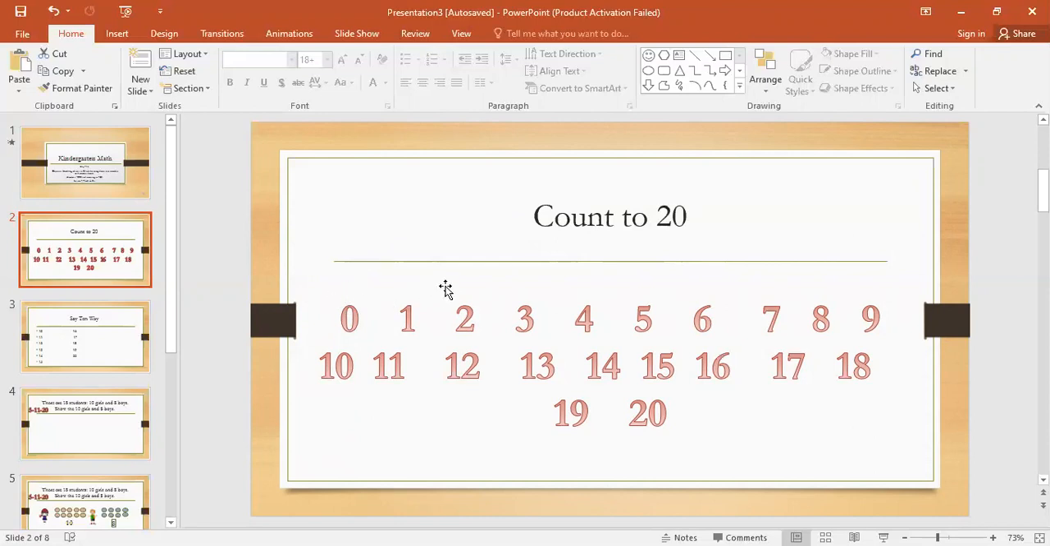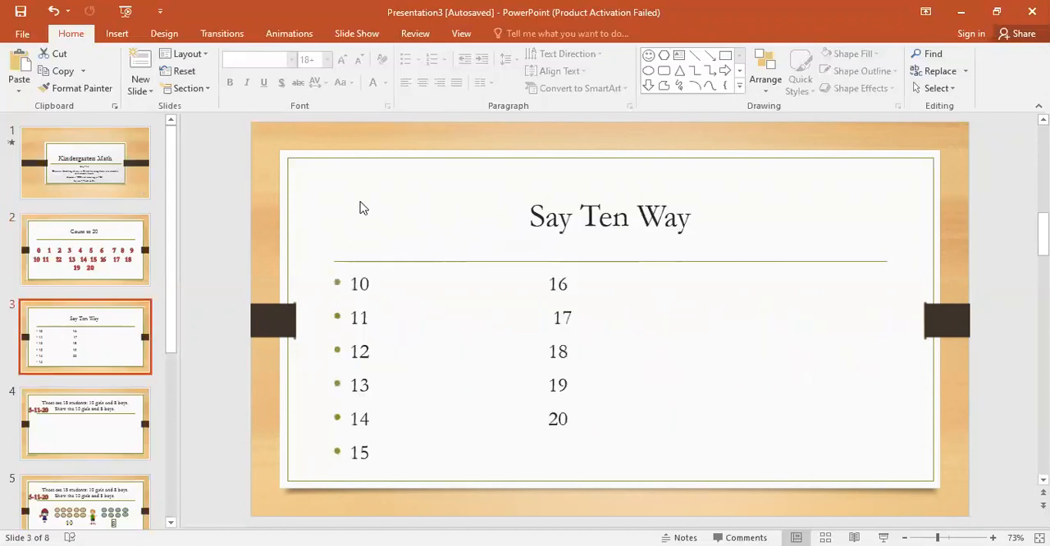0, 1, 2, 3, 4, 5, 6, 7, 8, 9, 10, 11, 12, 13, 14, 15, 16, 17, 18, 19, 20. Also, in the links for today for math, there is a Count to 100 video with Jack Hartman. It's a really awesome video to practice counting all the way up to 100. So please check that out.